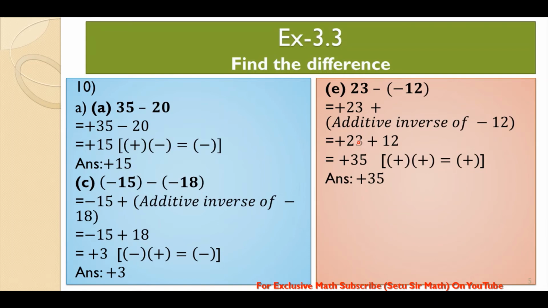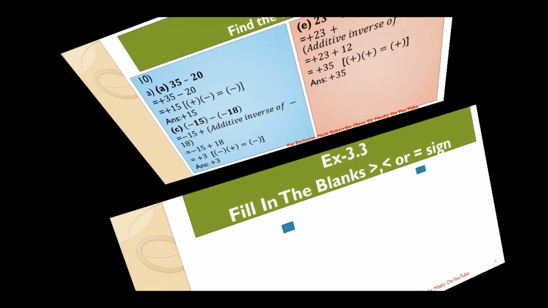We will do the addition in here. 23 and 12, that would be 35, and the sign will be the bigger number sign. In here the bigger number is 23 and the sign will be plus. Obviously plus 35 is the desired answer.